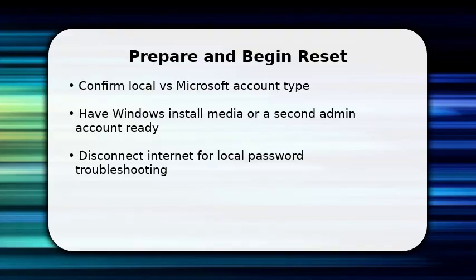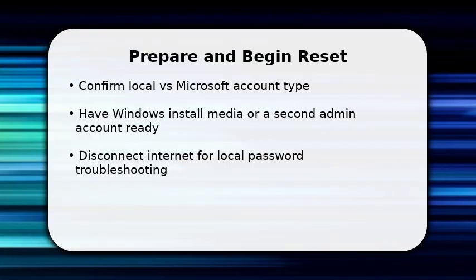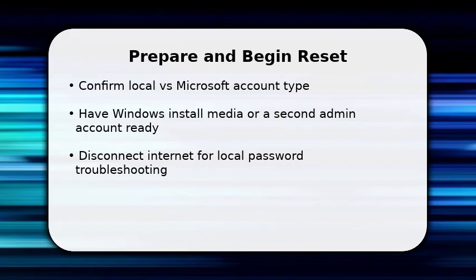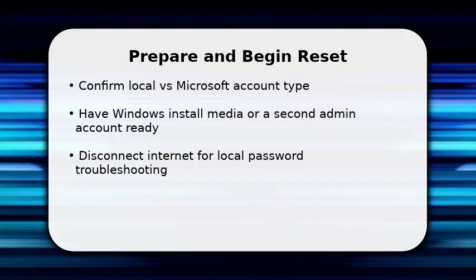You start by checking which account you're locked out of and why, local or Microsoft. If it's a Microsoft account, you'll reset online. If local, you'll use recovery tools. Once done, get Install Media or another admin account available and unplug the network if troubleshooting a local password to avoid sync interference. Make sure you know the exact username and any recent password variants. This narrows options and saves time when you move to recovery steps.